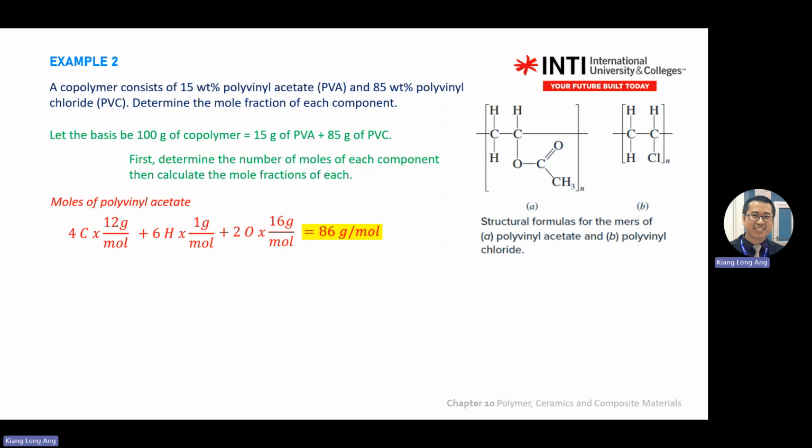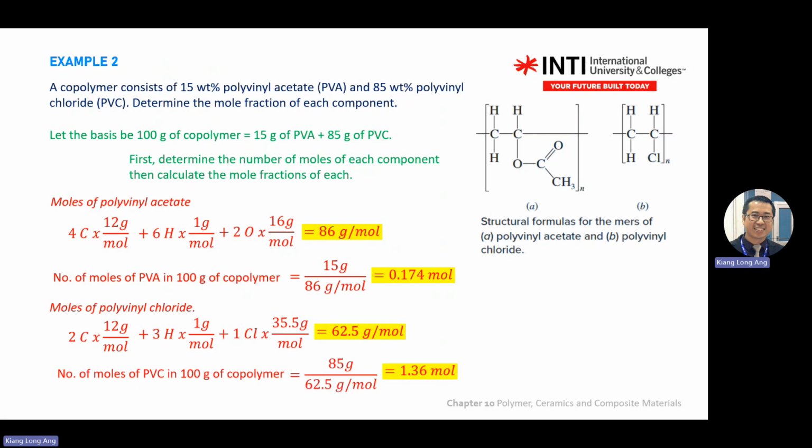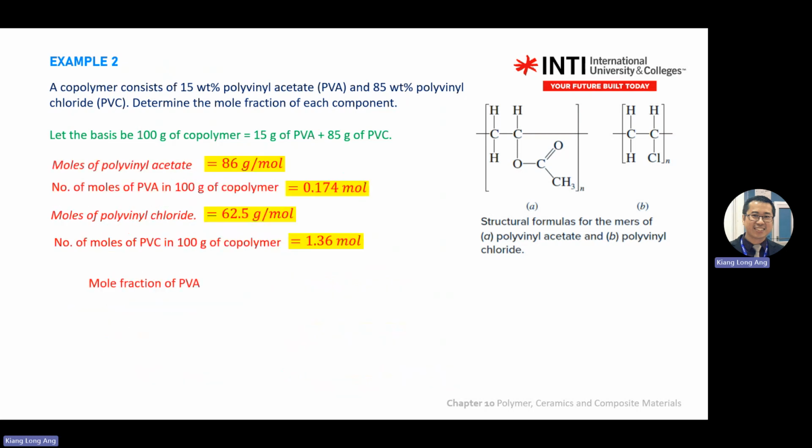You do the same for PVC, right? So for polyvinyl acetate, you have 0.174 mole. And you calculate for PVC, it is 62.5 gram per mole. So you take 85 divided by this one. You have 1.36 mole. Okay. Then you have all these values.